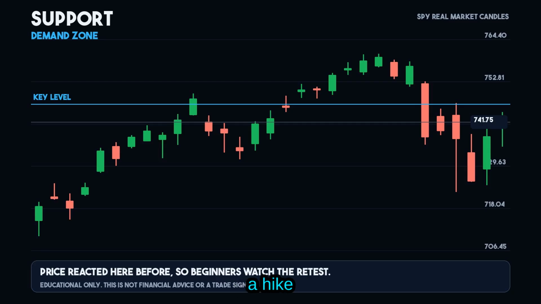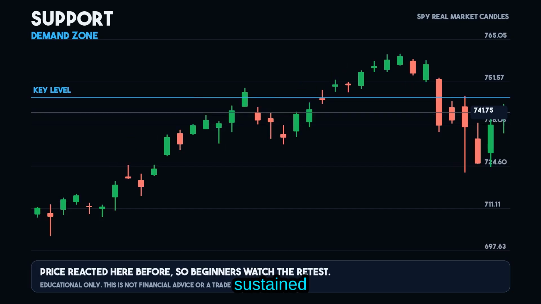Imagine you're on a hike and you're walking up a mountain. You're not walking randomly from rock to rock, you're following a path. That path is like a trend. It's a sustained direction of price movement over time. Think of it this way: if the price is consistently moving up, it's a bullish trend; if it's consistently moving down, it's a bearish trend.